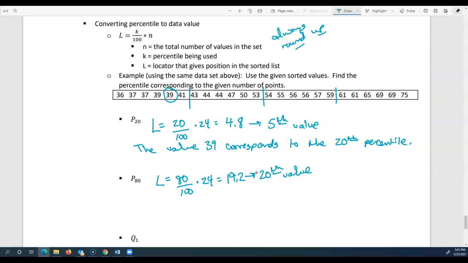So we need to find the 20th value. 6, 12, 18, 19, 20. That value is 61. So we would say the value of 61 corresponds to the 80th percentile.